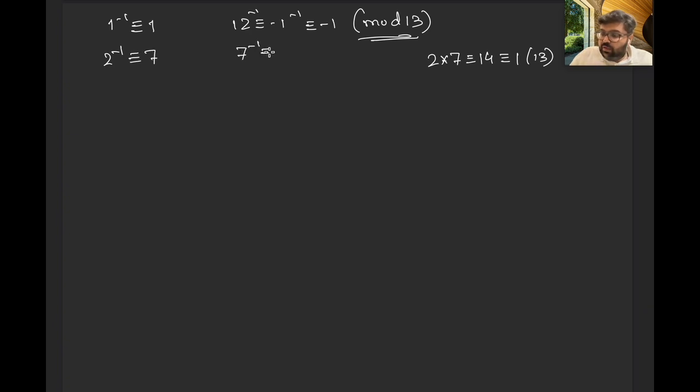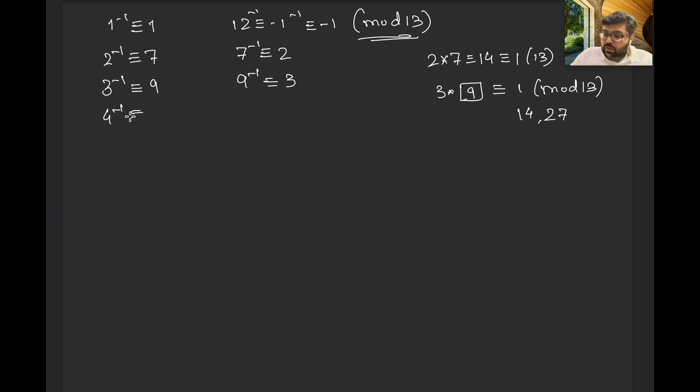At the same time, the inverse of 7 is 2. 3 inverse: what is 3 into something that gives 1 modulo 13? It can be 14, that is 13 plus 1, but there is no 14 in the multiples of 3. So it can be 13 into 2 plus 1, which is 27. Yes, this is there. So 3 into 9 is 27. So 3 inverse is 9, and 9 inverse is 3.